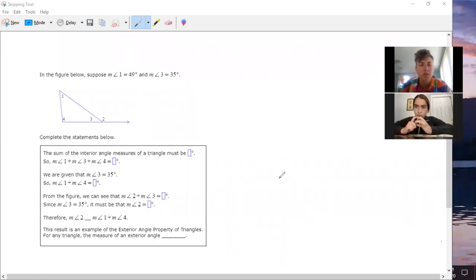All right, 3, 2, 1, go. Let's put our new properties to use, and we're going to work through these examples. Our first question says, the sum of the interior angle measures of a triangle must be, and your answer is going to be 180 degrees. So the measure of angle 1, angle 3, and angle 4 will equal 180 degrees. Just always, always, always remember it's 180.